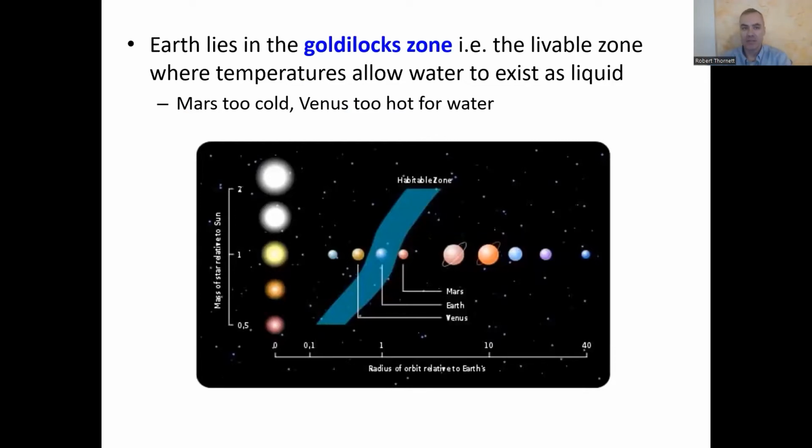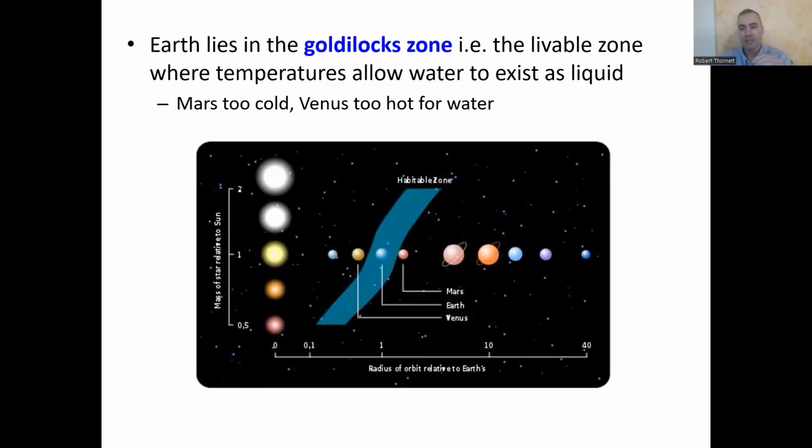Another amazing balance in the Earth is that the Earth is in what we call the Goldilocks zone, the livable zone where the temperature is just right to allow the water to be liquid. Remember the child story of Goldilocks and the Three Bears? Goldilocks comes into a house and the three bears are not there. And there are three bowls of porridge. One is too hot, one is too cold, and one is just right. So the Goldilocks zone is just right for water to exist as liquid, because you need liquid water for life.